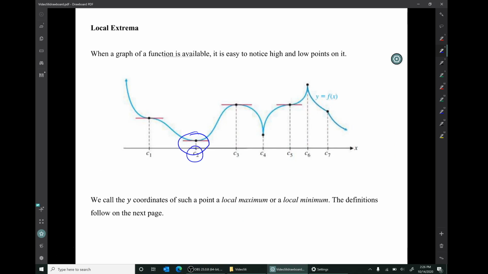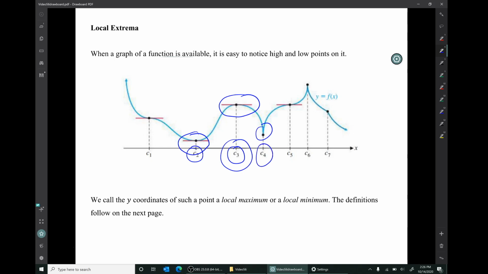That's a critical number for the function because that's a place where the y value does exist and the tangent line is horizontal. This local max occurs at x equals c subscript 3. That x value is a critical number because the y value does exist and the tangent line is horizontal, so the derivative is 0. This local min occurs at c subscript 4.